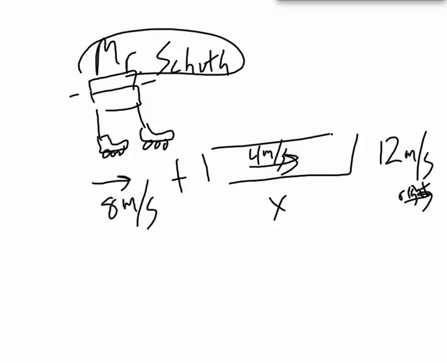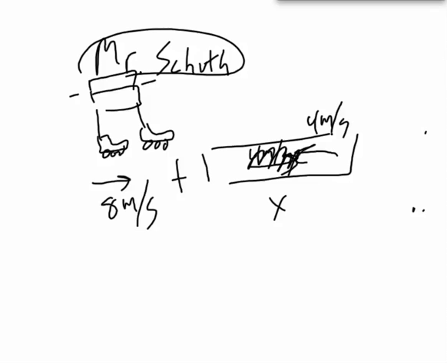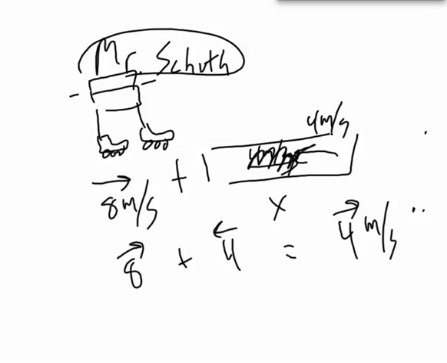Okay, what if on the other hand, the walkway is not going that way, but it's going this way, 4 meters per second? Then what is Mr. Schuth's velocity? I guess we have an eraser here. Then you would be moving 4 meters per second right. So we would be 8 going this way plus 4 going this way, so our resultant vector is going to be 4 meters per second this way. We're okay with that? Yes. All right.